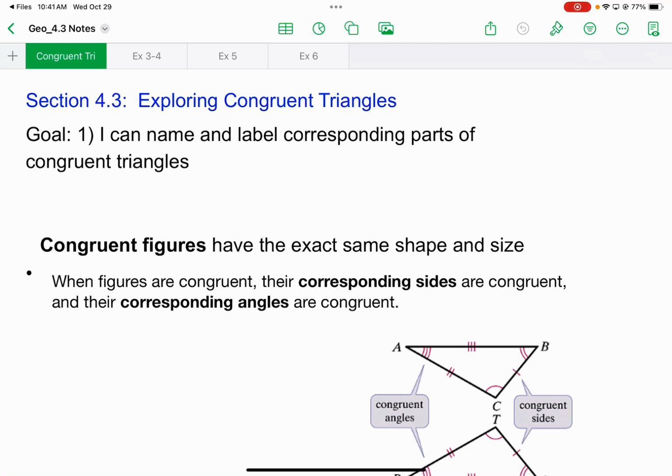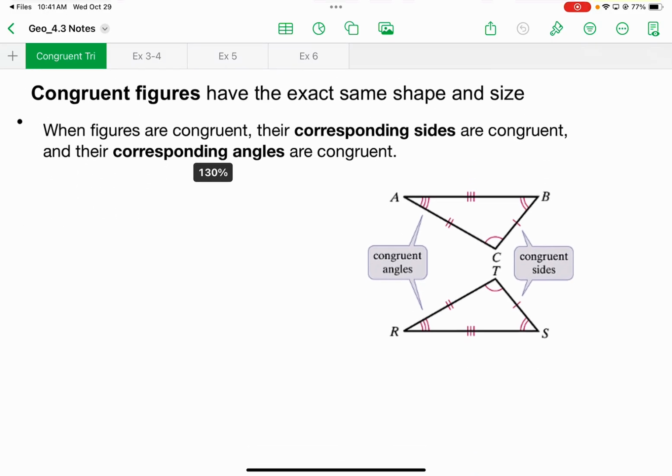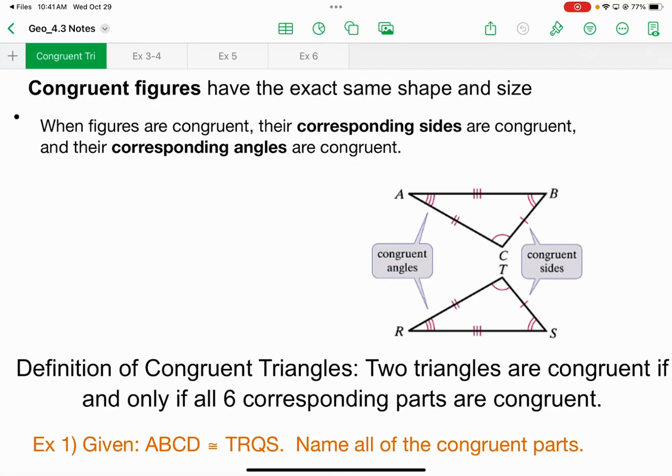So you'd have 3 pairs of each. So then that would give you 6 pieces that we'd have to show are congruent. Okay. Things that are congruent are of the exact same size and the exact same shape. The size is held together by the side lengths, and then the shape is held together by the angles. Okay. And when figures are congruent, their corresponding sides and their corresponding angles are congruent to each other.